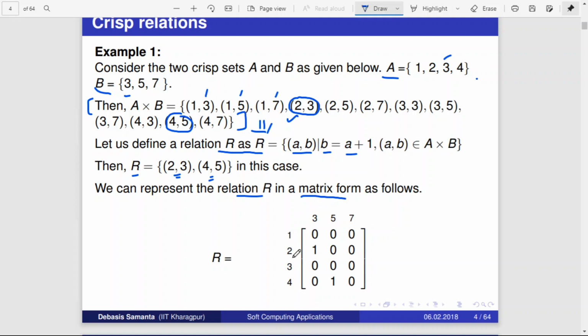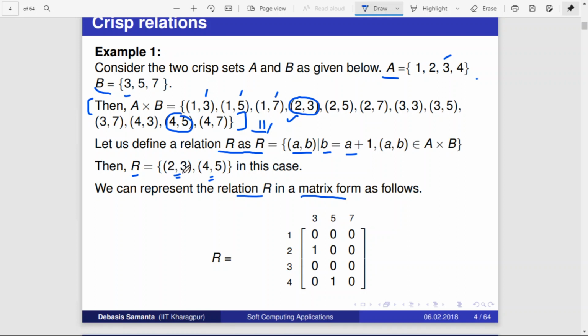So in the rows we are representing the values which are in set A, that is 1, 2, 3, 4, and in the columns we are representing the values that are in set B, that is 3, 5, 7. Okay. So in this matrix, we will fill it with 1 wherever this particular ordered pair appears in the relation.